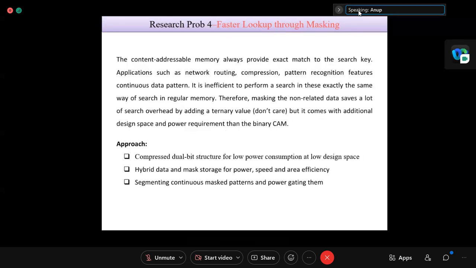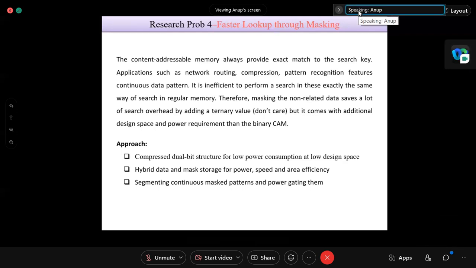Research problem 4: faster lookup through masking. Whatever masking we have utilized, we can go for global masking or local masking. Masking means, out of, let's say, A and U P, if we are masking U and P, then U and P need not be searched, so you will only look for A and P. No need to search means it is saving some power. If it is searching only for A and P, that is 2 bits out of 4 bits, so it will be saving power.